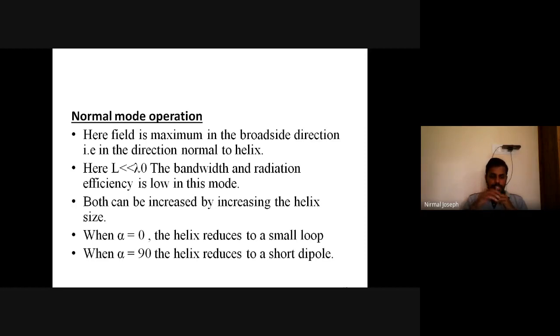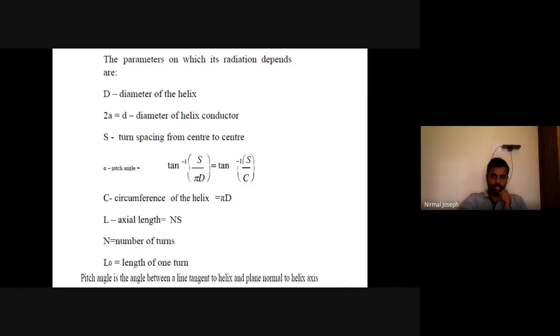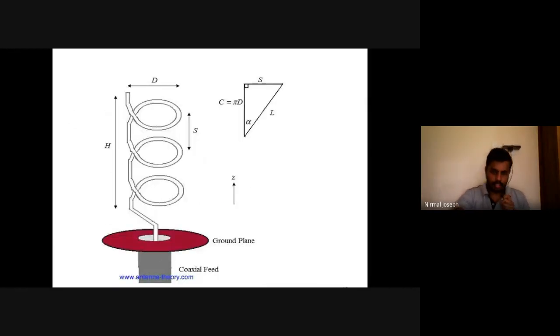Now we are coming to pitch angle. When alpha equals 0, the helix reduces to a small loop. When alpha equals 90 degrees, the helix reduces to a short dipole. We will see how. First, we will see the case alpha equal to 90 degrees. Alpha equal to 90 degrees means this should come here, a parallel line. These two should make 90 degrees.